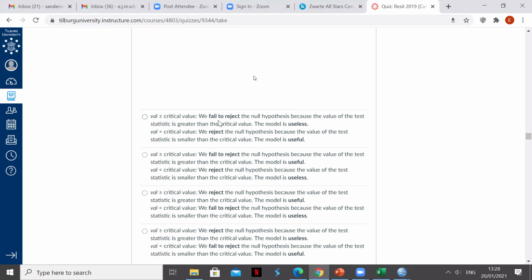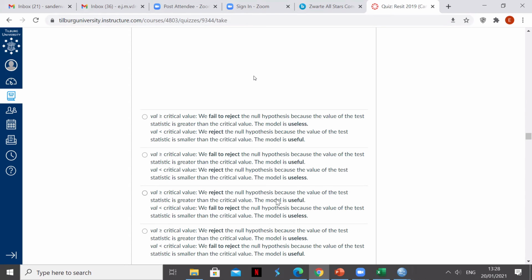This one is again wrong, because it says the same as this one. Then, if the value is more than the critical value, we reject it. Yeah, that's true. And if the value is smaller than the critical value, we fail to reject it. That's also true.